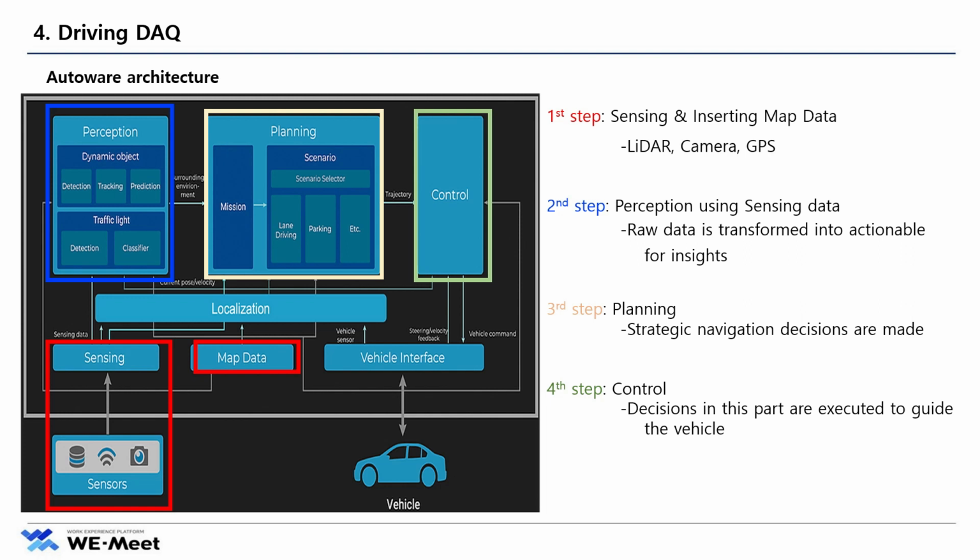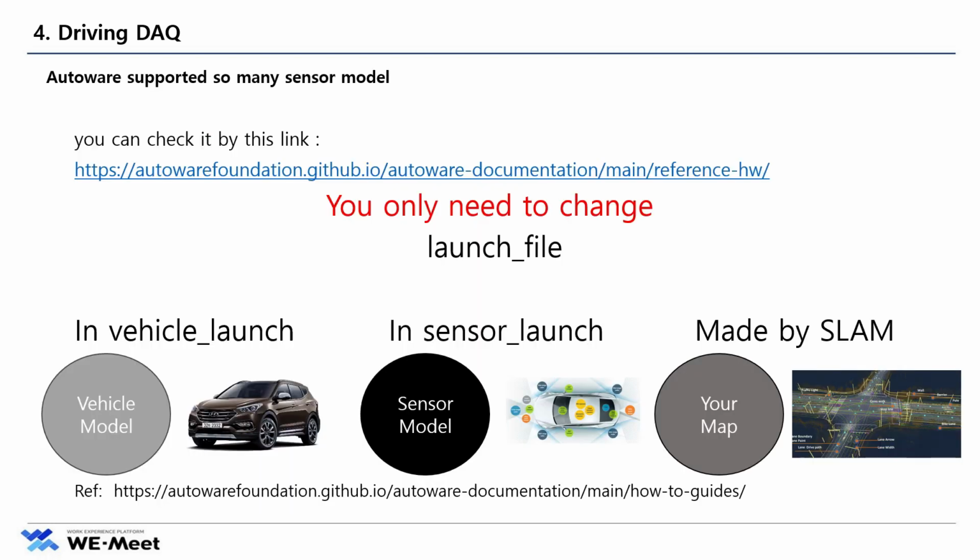In planning, the data leads to strategic decisions for navigation. Control executes these decisions to steer the vehicle. This system allows autonomous vehicles to smartly navigate and adapt to road conditions. Autoware supports a wide range of sensors, making it versatile for use with various hardware. If you wish to enable autonomous driving on your vehicle in a specific map using Autoware, you only need to modify four key files: launch file, vehicle launch file, sensor launch file, and map data.